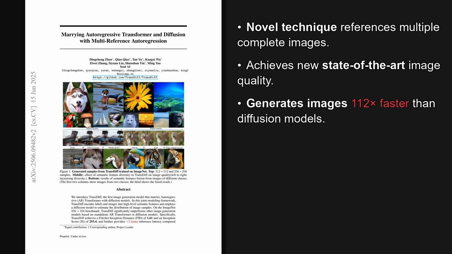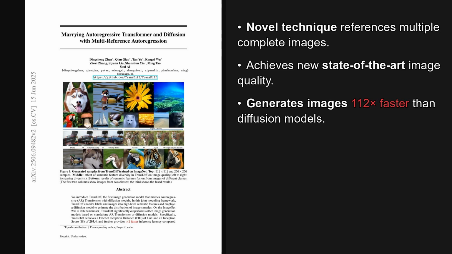I'm Alex, and today we're looking at a paper from the Hugging Face trending list, published just a week ago, which introduces a new method that's an incredible 2 times faster than standard diffusion models. The paper is titled Marrying Autoregressive Transformer and Diffusion with Multi-Reference Autoregression.